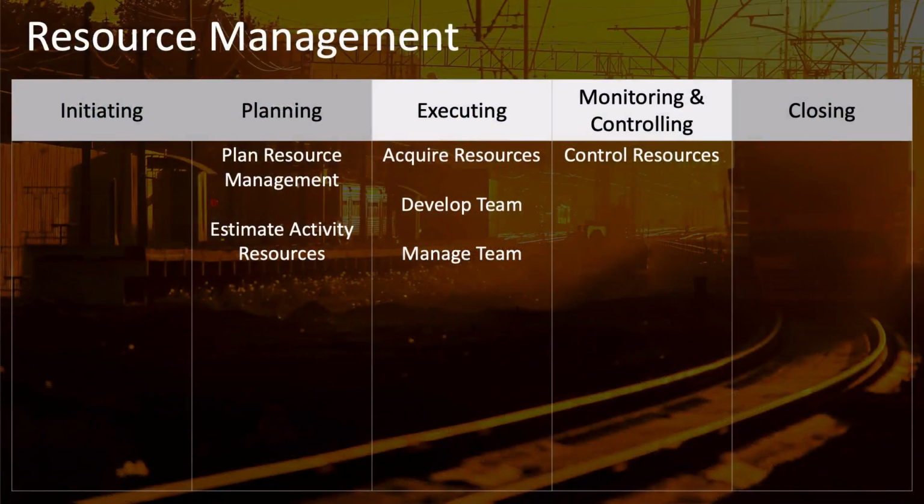The resource management knowledge area includes 2 processes in the planning process group: plan resource management and estimate activity resources, which we've already covered. Next, we have the executing process group, which includes acquire resources, develop team, and manage team. And then the monitoring and controlling process group, which includes just control resources.